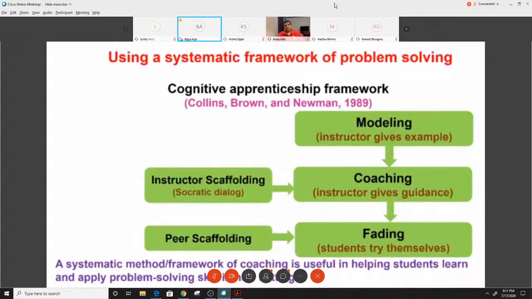And then comes fading, where instructors don't provide any support. At that time, maybe they can get some support from their peers. And during the coaching, maybe you can provide some Socratic dialogue type scaffolding also. So this is the cognitive apprenticeship framework that has been used not only in physics problem solving, but in any decision-making process.